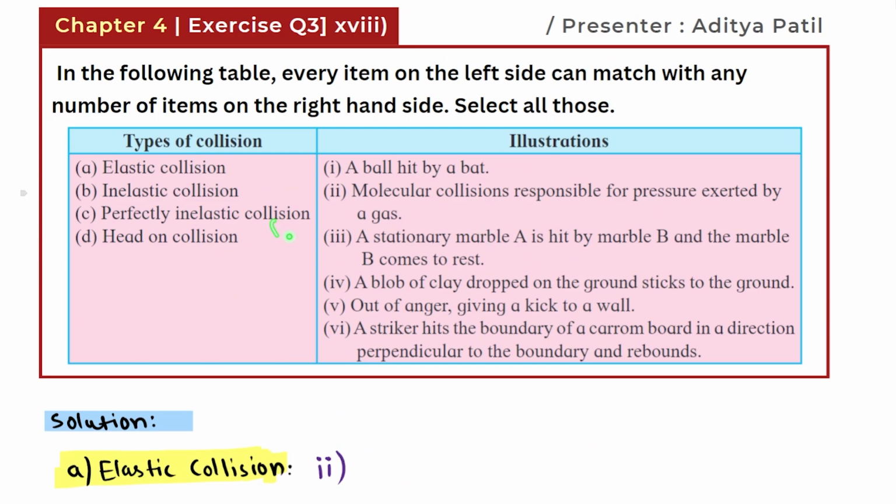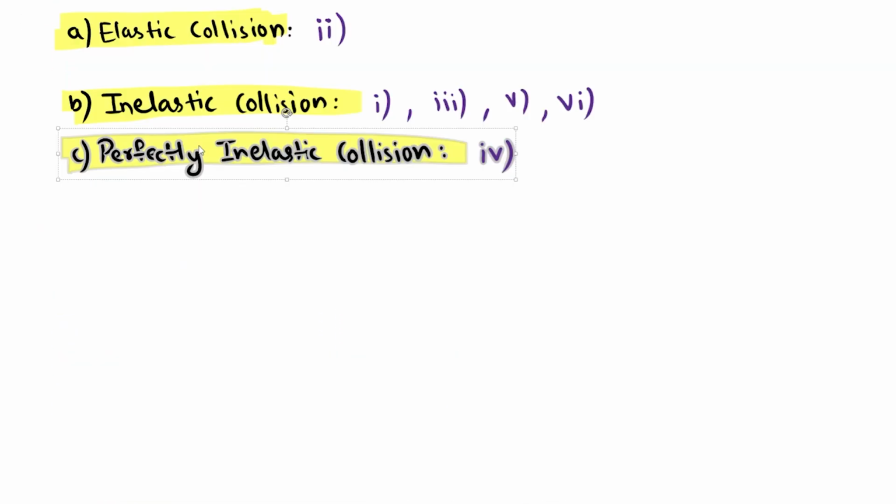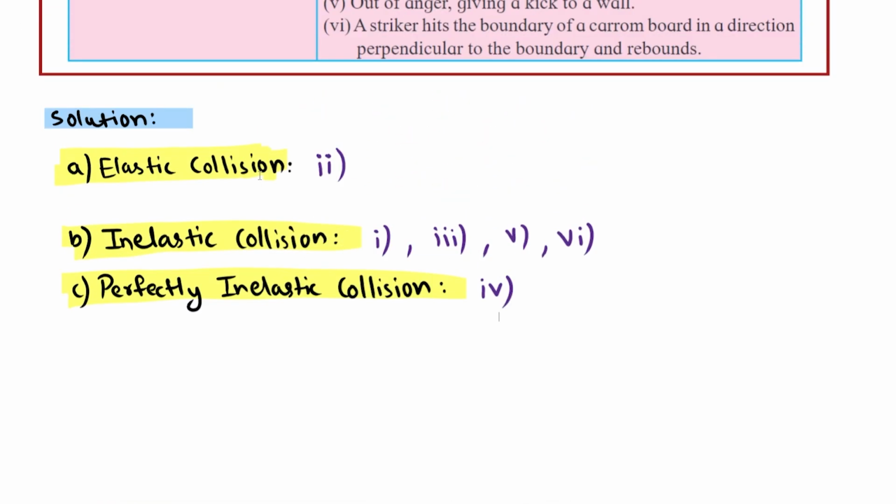So this is like a special condition for inelastic collision where the colliding bodies, which were separated before collision, now travel connected after collision and then they move. So the only illustration that satisfies this condition is the fourth illustration, where a blob of clay is dropped and it stays on the ground, doesn't bounce back. So this is an example for perfectly inelastic collision as it satisfies its definition.